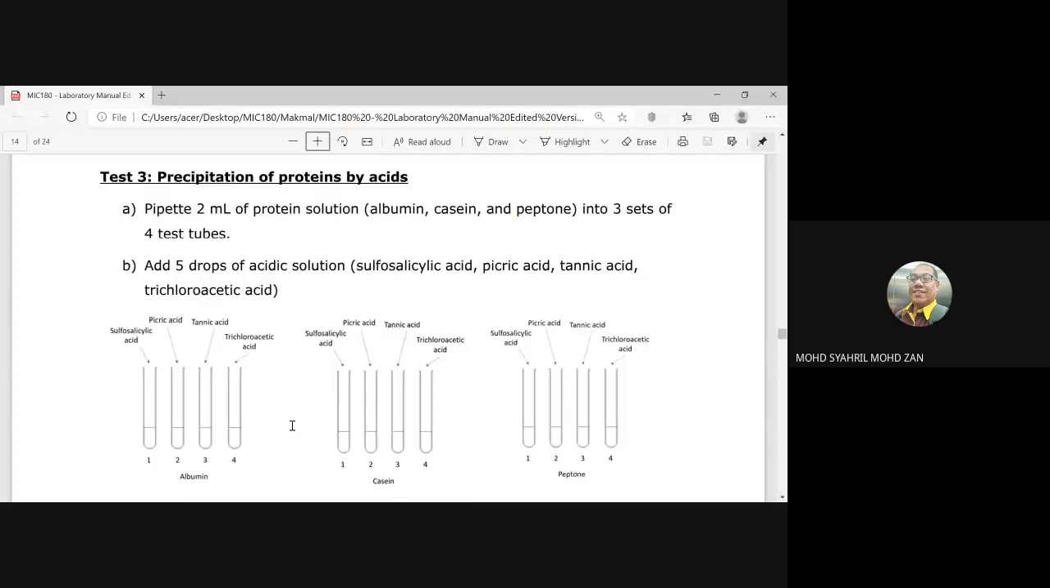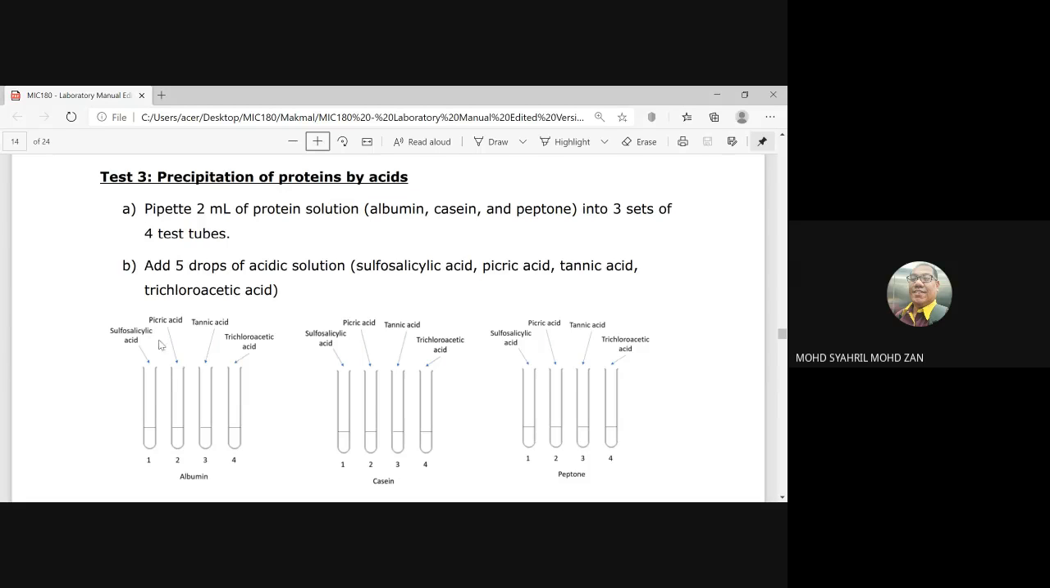For this one, we're using acid to make sure the protein precipitates. Pipette 2 ml of protein solution, which is albumin, casein, and peptone. So if there are 3 samples, that means 3 sets. So for albumin, according to the picture below, we have 4 test tubes for each solution or sample. You have to label 1, 2, 3, 4. Why? Because we have to put the same acids in the 3 sets of proteins.